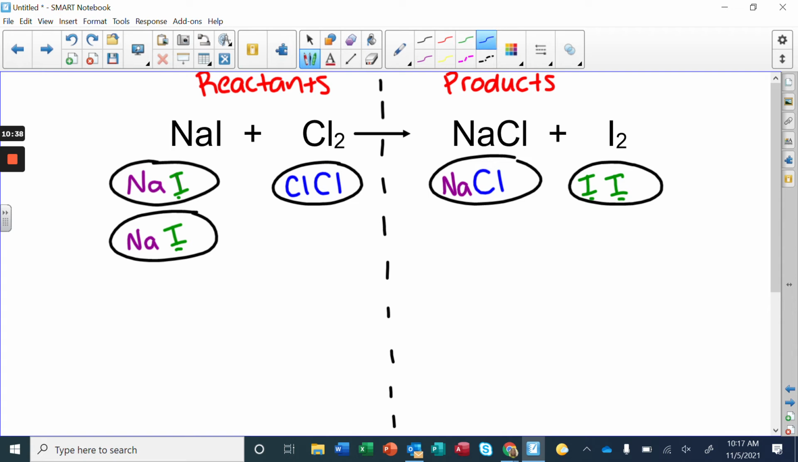On the reactant side, I have 1, 2 chlorines, and on the product side, I have 1. So since I have less chlorines on the product side, that's where I need to add my bubble. So adding sodium chloride.